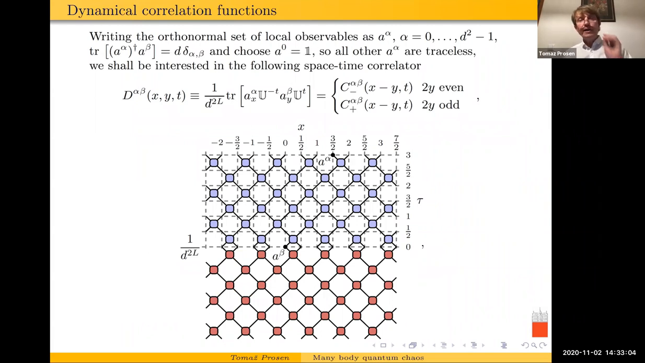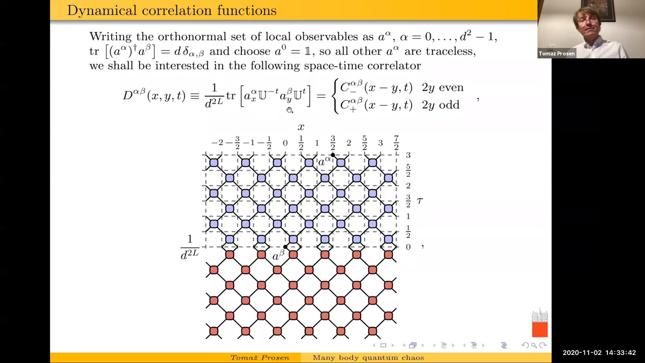Now, what I wanted to compute here for you, but in the interest of time I'm going to skip that and just show you some results, is dynamical correlation functions for general dual unitary circuits. And this is what we can do. Here I'm defining a general two-point space-time correlation function, or a tensor of correlation functions, for arbitrary traceless operators A alpha and A beta. Suppose you have a D-dimensional local Hilbert space, you have D squared minus one traceless operators A alpha, labeled by alpha different from zero, and A zero is reserved for the identity.